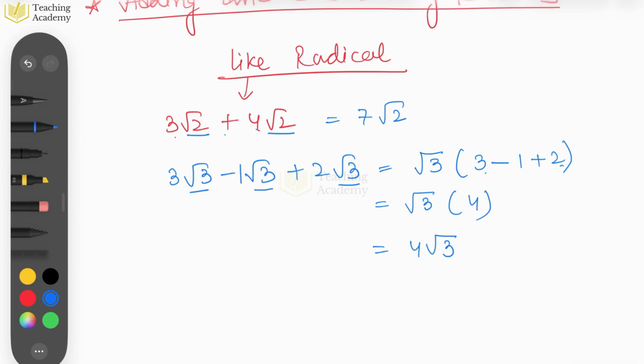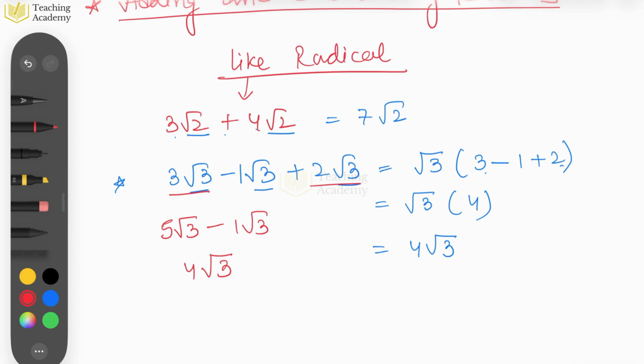See, I am not changing root 3 and you are also not supposed to change root 3. Okay, this is one way of solving it, or you can solve it directly with this method as well. If I am writing the 3 and 2 addition, which is giving me 5 root 3 minus 1 root 3, that is also giving me 4 root 3. So this could also be one of the methods of solving it. Okay.